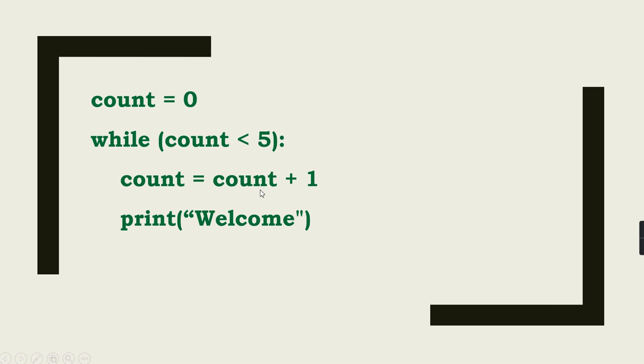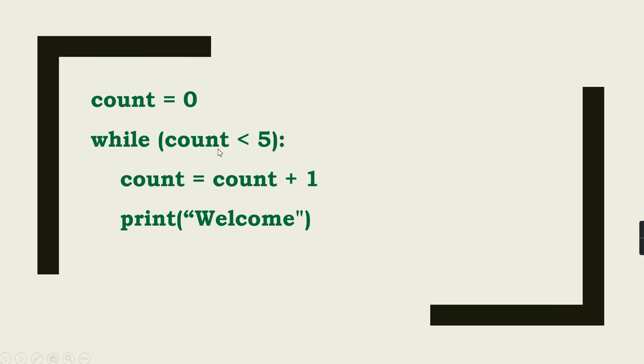So the value of count will become 1. Again the condition will check 1 is less than 5. The condition is true. Again the value of count will become 2. Welcome will be printed. Again the condition will check 2 is less than 5. The condition is true. The value becomes 3. Welcome will be printed. Again the condition will be checked, 3 is less than 5. The condition is true. The value will become 4. Again welcome will be printed, and again 4 is less than 5. The condition is true. The value becomes 5 and welcome will be printed. So 5 times welcome will be printed.